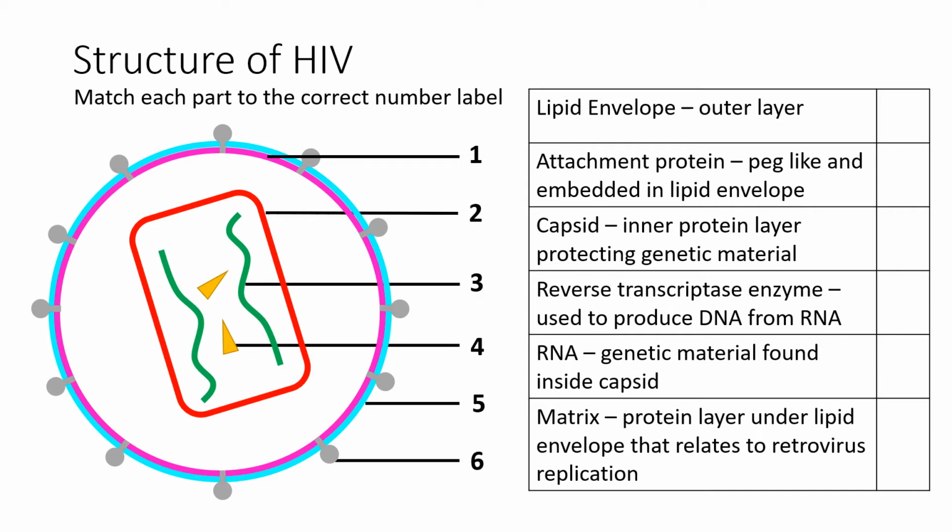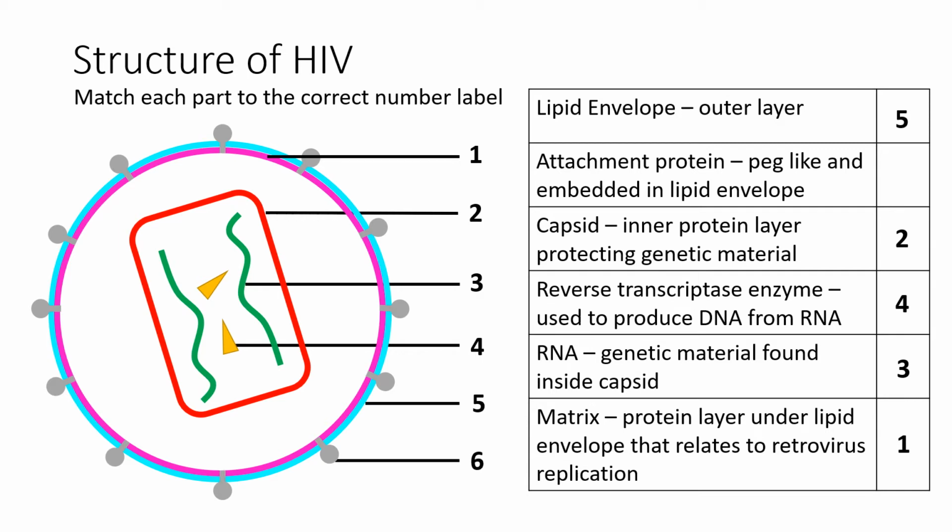Answers are as follows. Number 1 is what we call the matrix. Number 2 is what you call the capsule. Number 3 is the actual RNA, the genetic material of the HIV virus. Number 4, as we mentioned earlier, is the reverse transcriptase enzyme, and its function is to take the RNA strand found inside HIV and, when it infects a host cell, to turn that RNA into DNA.